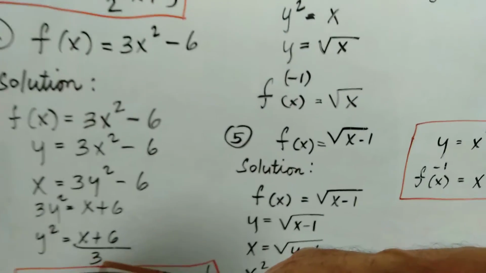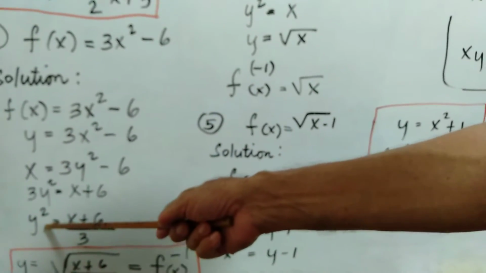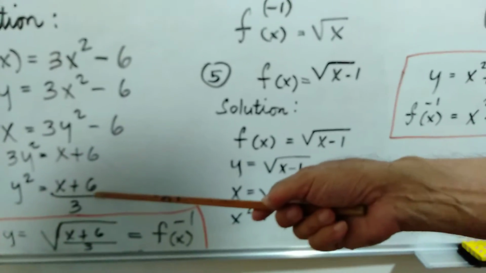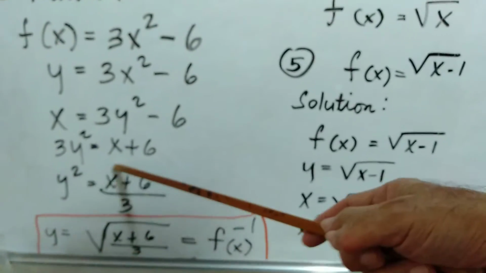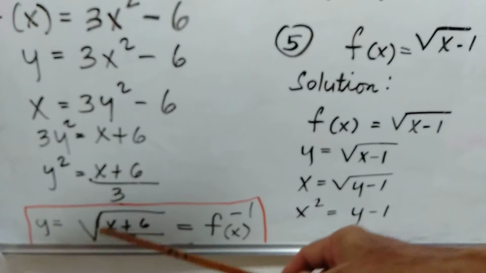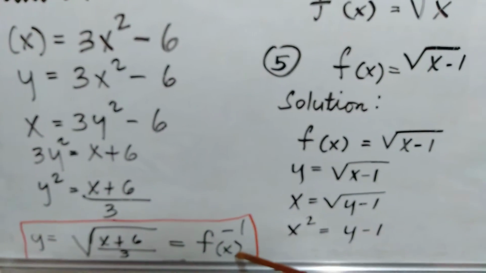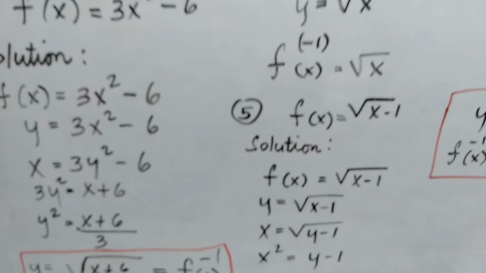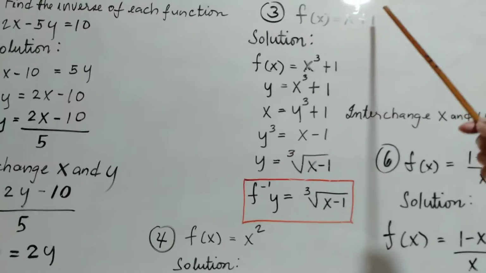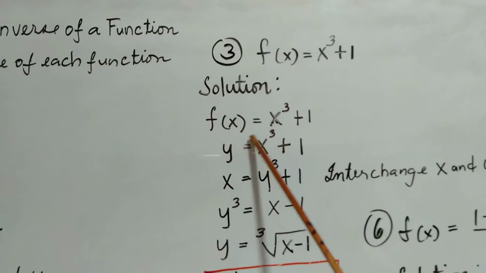We get y squared is equal to x plus 6 over 3. Since this is squared, we get the square root of the whole equation. So we get y is equal to the square root of x plus 6 over 3. Now the square root of x plus 6 over 3 will be the inverse of the given function. So for number 3, we have f of x is equal to x cubed plus 1. So f of x is equal to x cubed plus 1.